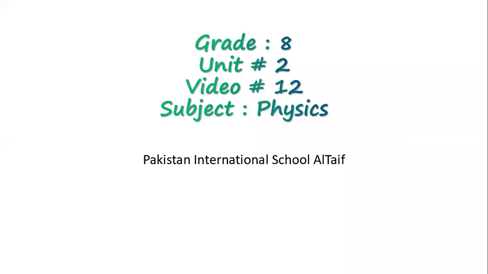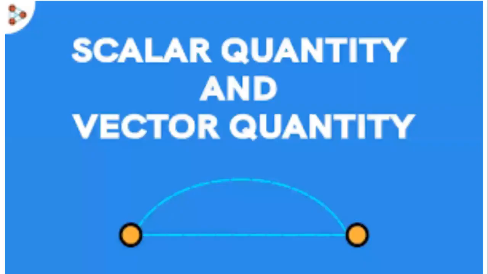Today we will study unit number 2, subject physics, chapter name kinematics. Topic is scalar quantity and vector quantity. First we will go into detail of scalar quantity, and then we will go into detail of vector quantity. So what do you think? What is scalar quantity?